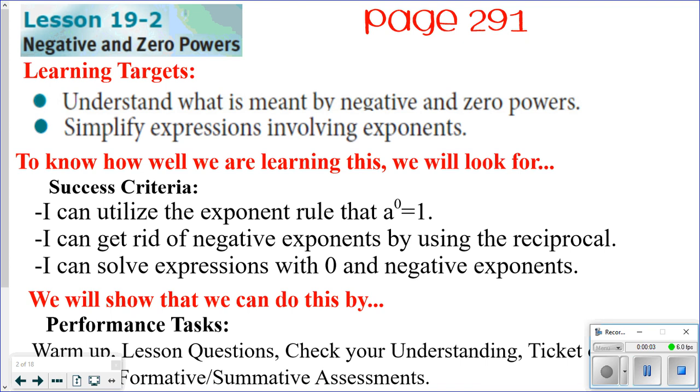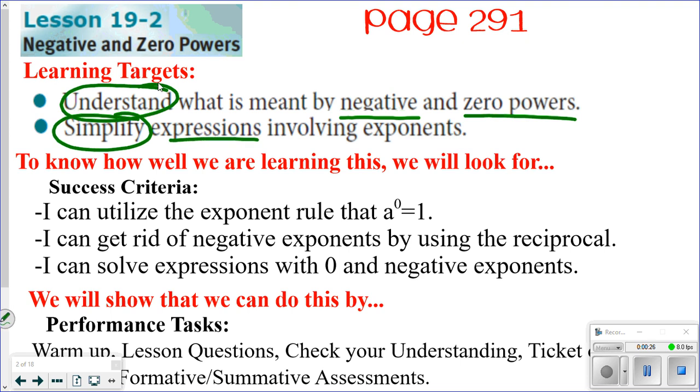Welcome back, everyone. Go ahead and open your books to page 291. We're going to be starting in lesson 19.2, talking about negative and zero powers. So we need to understand what is meant by negative and zero powers, and then continue to simplify expressions involving exponents. And make sure you have your exponent graphic organizer with you. We're going to add to that today as well.